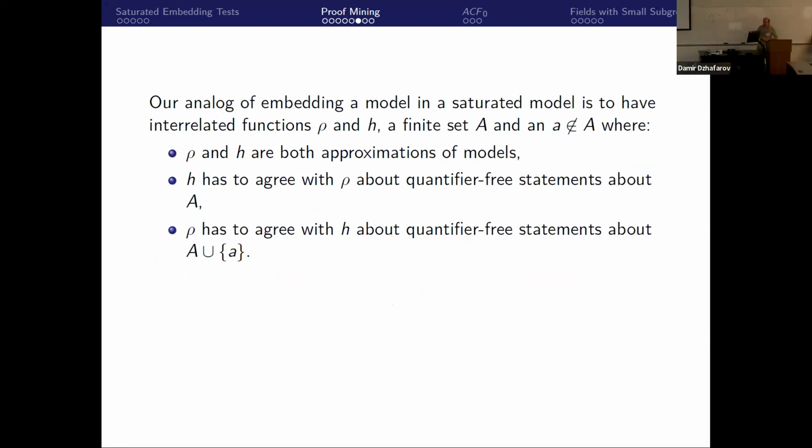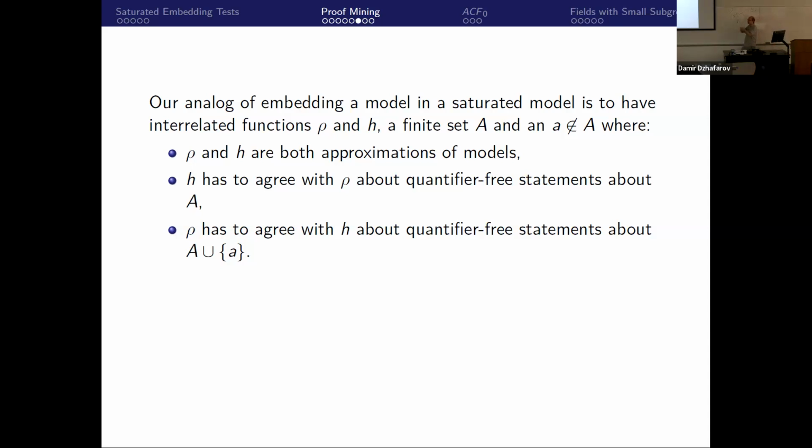So a saturated embedding, or an embedding of a model into a saturated model, is going to look like this. I have a function rho, which is going to try to be my saturated model. I have a function h that's just going to be a normal model. And there's an interplay between them. They're both approximations of models, but when rho outputs facts about big A, about the common domain, H has to accept.